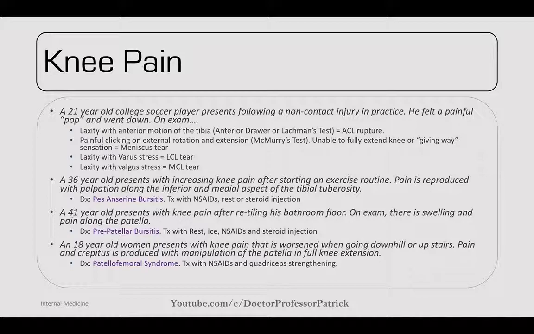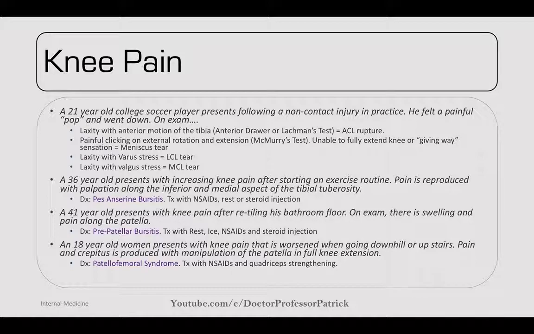If there is a painful clicking on external rotation and extension, or a McMurray's test, or unable to fully extend the knee, or feelings of giving way, that's going to be more likely a meniscus tear. If there's laxity with varus stress, it's an LCL. If there's laxity with valgus stress, it's an MCL.